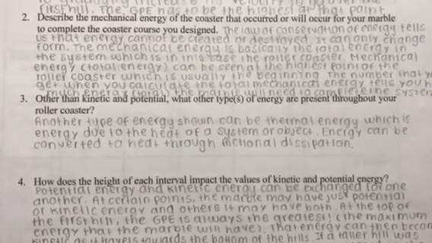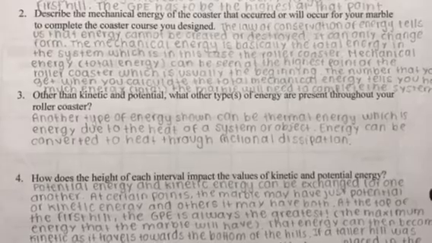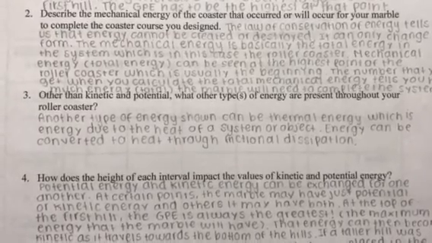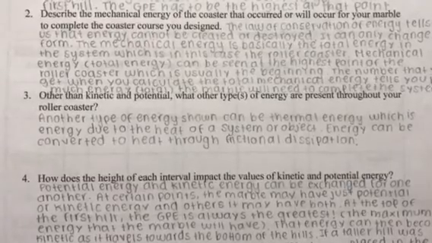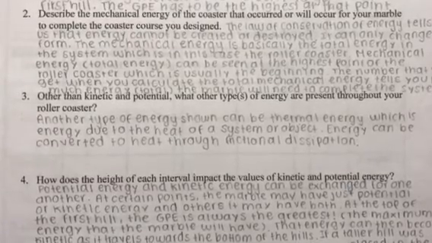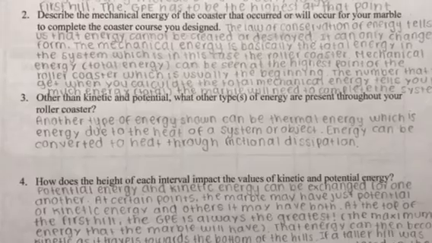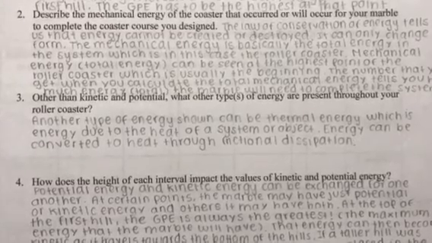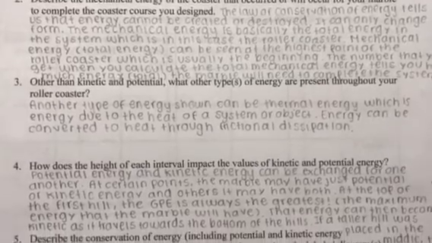So frictional dissipation is basically a phenomenon in which mechanically useful energy, such as the motion of the roller coaster, is converted to mechanically useless energy, such as heat or sound. So friction acts on all moving objects, and it is the reason that, in this case, the marble rolled, let's say, down the hill.